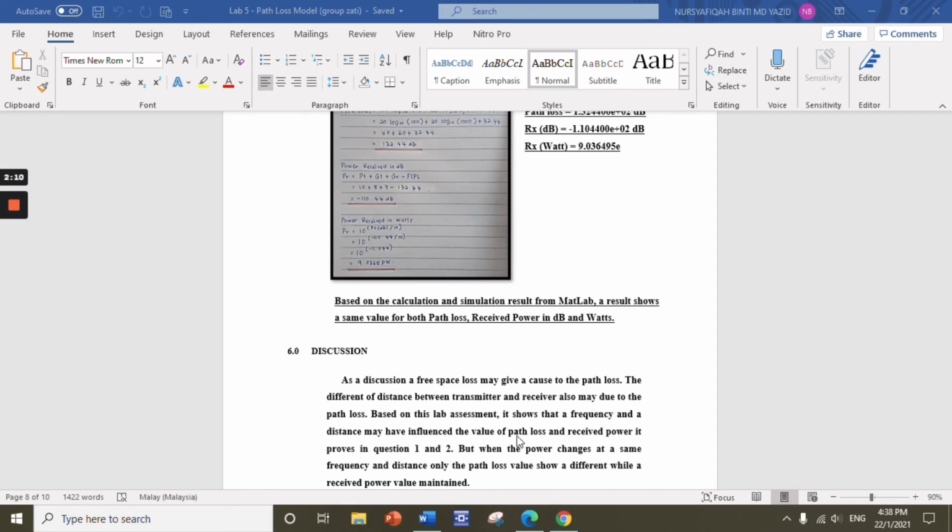From this discussion, the different distance between transmitter and receiver may also be due to the path loss. Based on this lab report, it shows that frequency and distance may have influenced the value of path loss and received power. It is proved in question 1 and 2. But when the power changes at the same frequency and distance, only the path loss value shows a difference while the received power value is maintained.